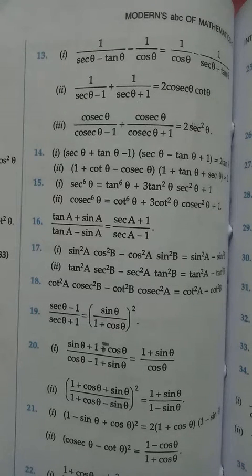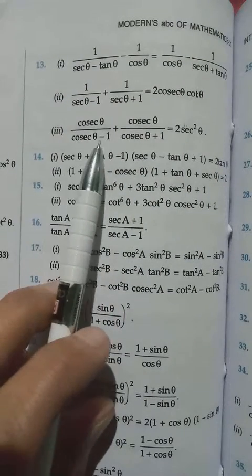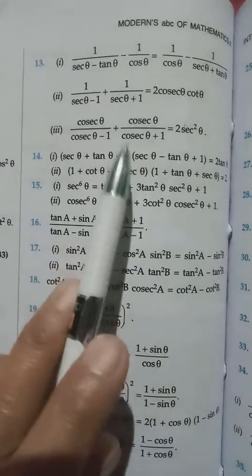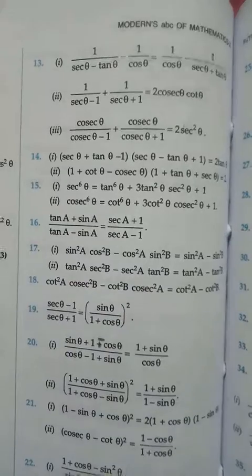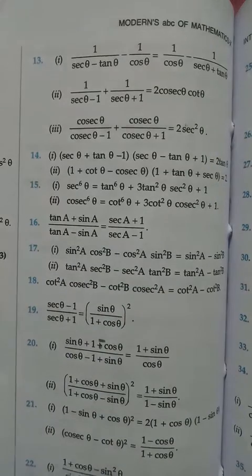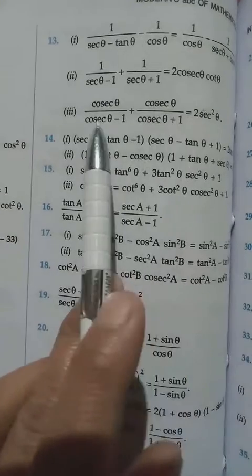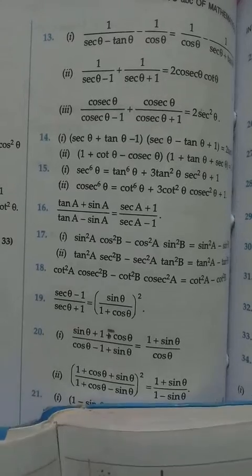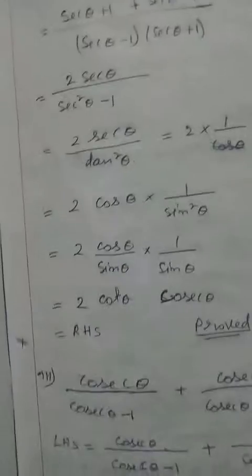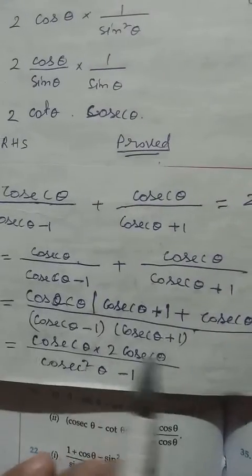Continue with trigonometry, exercise 8D, question number 13.3. We have cosec theta by cosec theta minus 1 plus cosec theta by cosec theta plus 1. We have to prove that it is equal to 2 sec square theta. If we look at the denominator, we have the same quantity, 1 plus and 1 minus. So what to do? Let us find the LCM. Since both have different signs, we have to take both as the LCM.